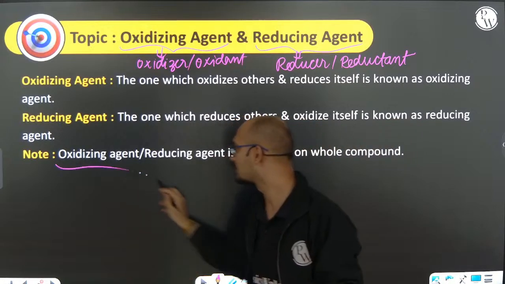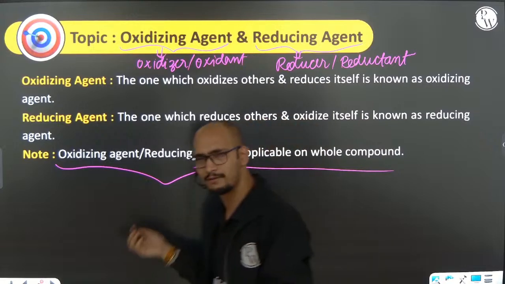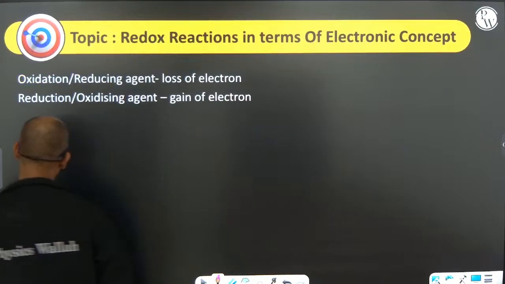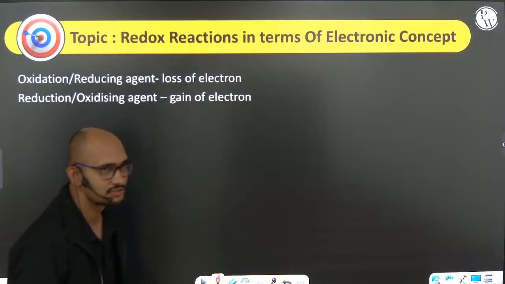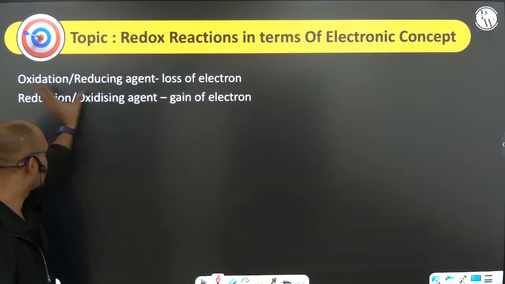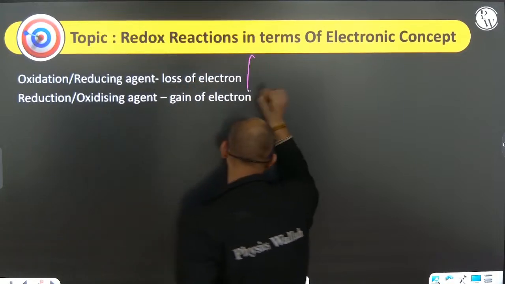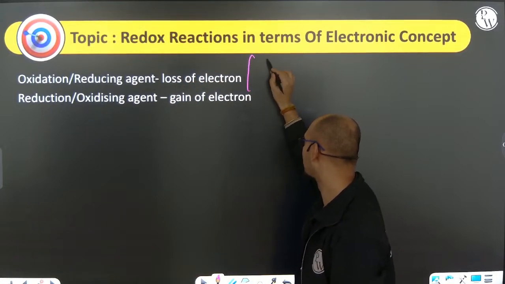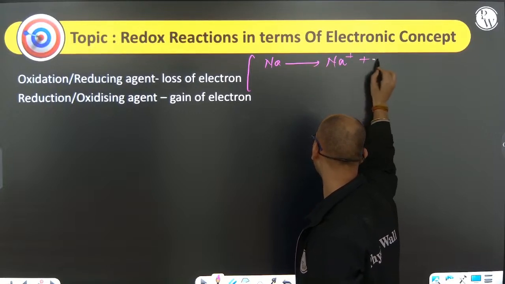So note, oxidizing agent and reducing agent is applicable on the whole compound, though I will show you how it is all working. Redox reaction in terms of electronic concepts. Oxidation is nothing but loss of electron. So loss of electron, I can show you a few examples. Let's say sodium is converting into Na+ by losing one electron.